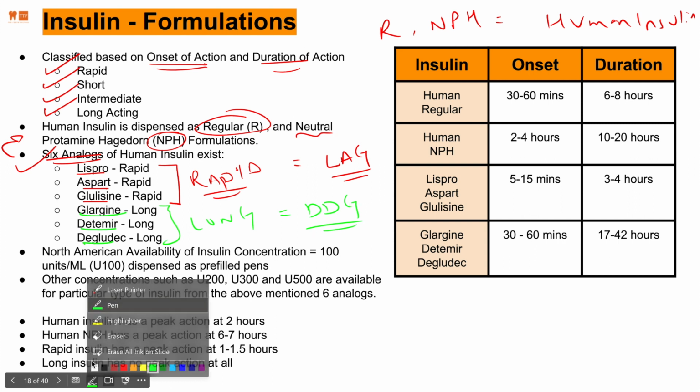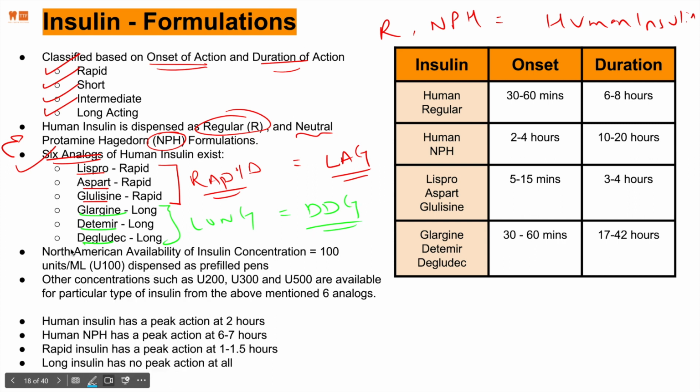Okay, awesome. Moving on. North American availability of insulin concentration is at 100 units per milliliter. They're known as U100. It's dispensed as pre-filled pens. We just stick it into subcutaneous tissue. Other concentrations such as U200, U300, U500 are available for particular types of insulin from the above 6 mentioned. So these are our insulin formulation Bibles.